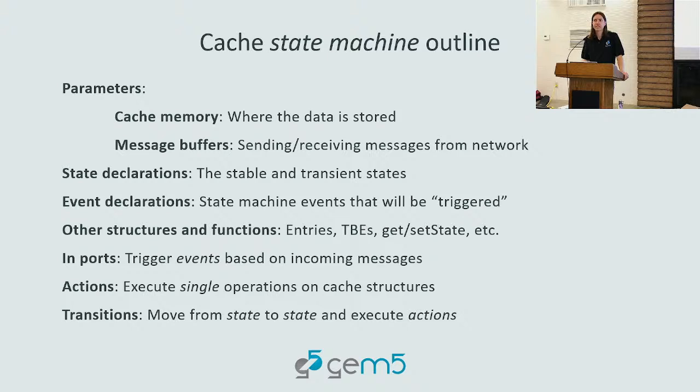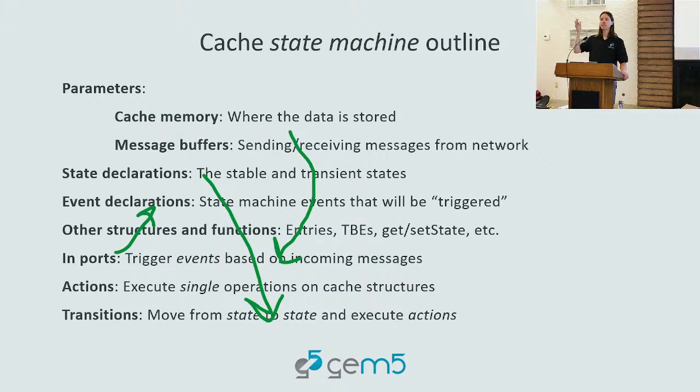So again, we're implementing a state machine. The way this is going to work is we receive a message on a message buffer. So incoming from the network, we get a message to this cache. That's going to go into the import. That import is then going to trigger an event based on that incoming message. So if the message is a forward get S, it will trigger an event to handle that forward get S. The events that it can trigger are declared in the state machine file.